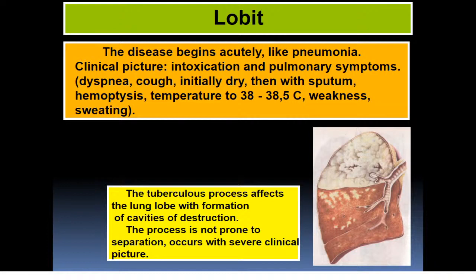And the last type of infiltrates is named lobitis, because this is inflammation of one lobe of the lung. The whole lobe of the lung is affected in this type. The disease begins acutely, like pneumonia.